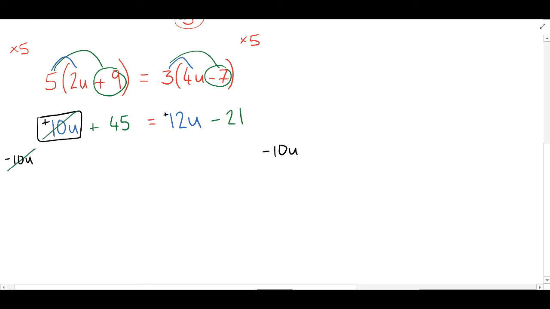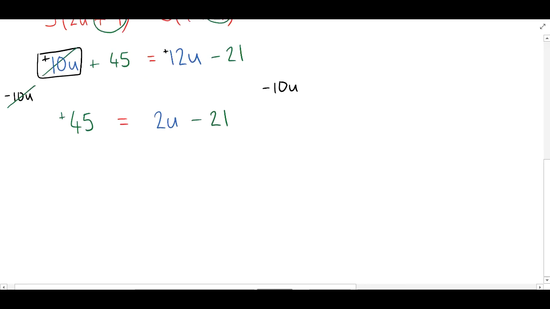On the left-hand side of the equation, positive 10u take away 10u gives me nothing. So I'm just left with a positive 45 on the left-hand side. And then positive 12u take away 10u will give me 2 lots of u, and 21 stays the same. Each step we do is getting us closer to our answer and making the calculation that little bit more easy. So what we're going to do now is we've got all the u's on the right hand side, so therefore we want to put all the numbers on the left hand side.